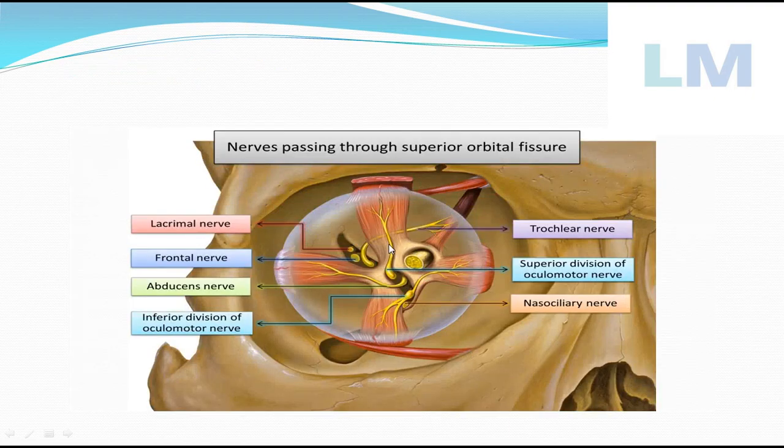The upper division supplies the muscles above the eyeball, that is superior rectus and levator palpebrae superioris. The lower division further divides into three branches supplying the medial rectus, inferior rectus and the inferior oblique. The branch going to the inferior oblique will give a twig to the ciliary ganglion. That is important. It is an MCQ question. Which branch of the oculomotor nerve supplies the ciliary ganglion? A branch to the inferior oblique.